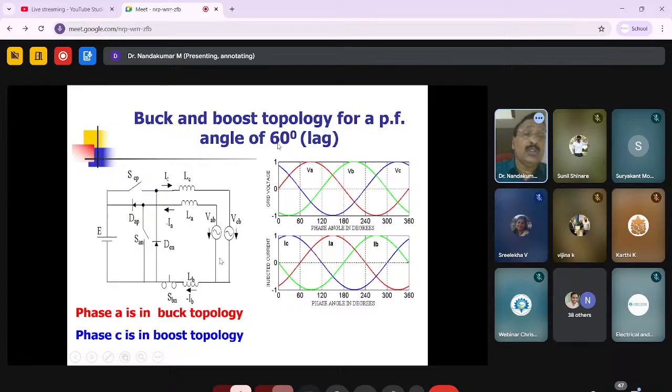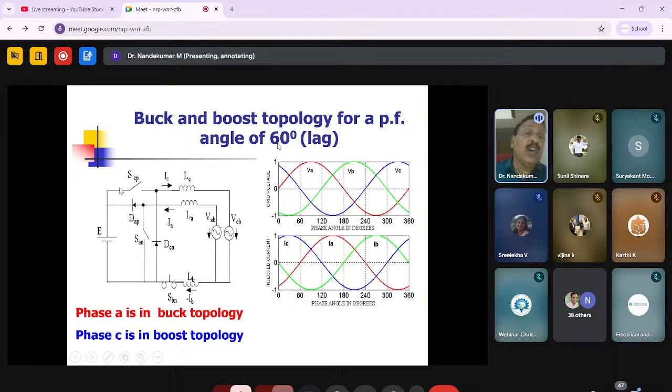Actually, this is the buck topology and this is the boost topology. It is a buck-boost topology. The real and reactive power flow will vary based upon the power factor angle. Therefore phase A is the buck topology and phase C is the boost topology, and in total it is a buck-boost topology. If the power factor angle is 90 degrees, it is a dual boost topology, and if it is 0, it is a dual buck topology, and at any other angle, it works as a buck-boost topology.